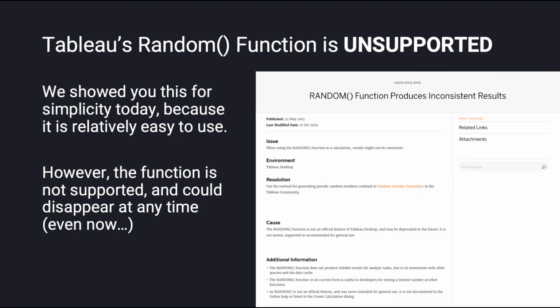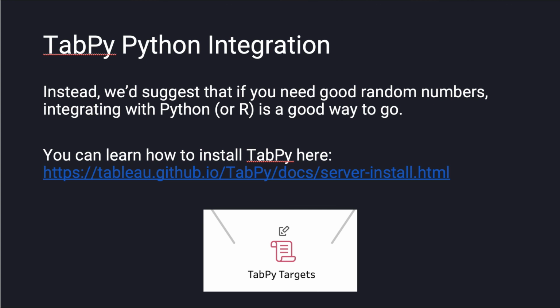Please be aware that as of this recording in November 2020, Tableau's random function is not a supported function. This means that Tableau could remove it at any point. It is, however, useful for testing workflows like this one, but if you're going to create random numbers for use in important workflows, we would recommend using an integration such as TabPy or R. We'll show a brief video as our next example of using the TabPy integration for the same kinds of random targets that we're seeing here.